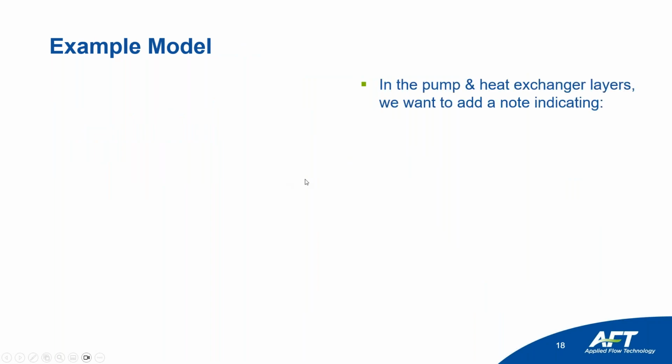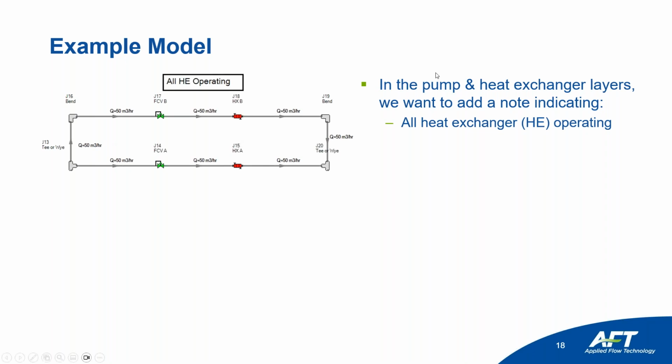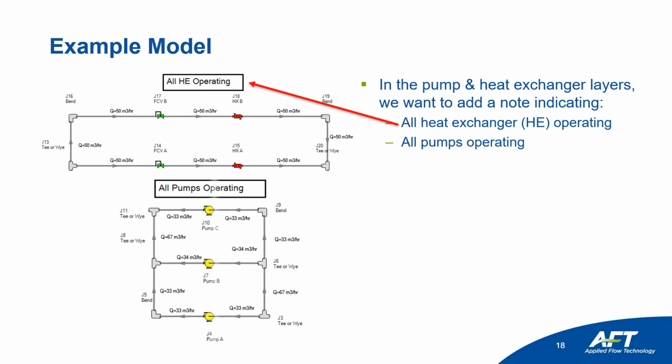So let's work in the example model. In the pump and heat exchanger layers, we want to add a note. All heat exchangers are operating. So here in the layer that we created, we want to add a note that all the heat exchangers are operating. And also, in the flow pump layer, we want to add a note showing that all pumps are operating. So let's create this.